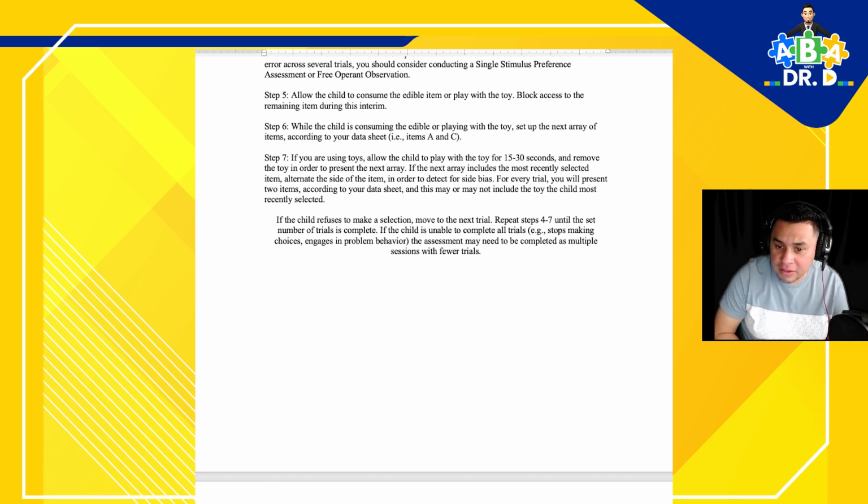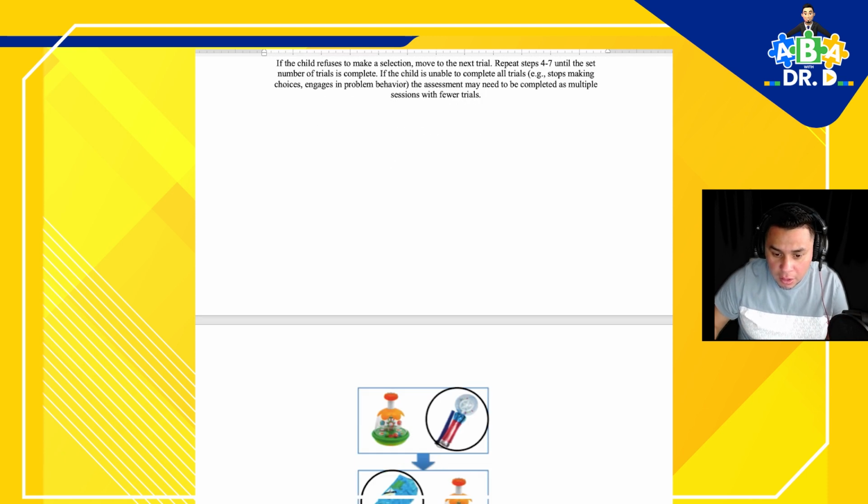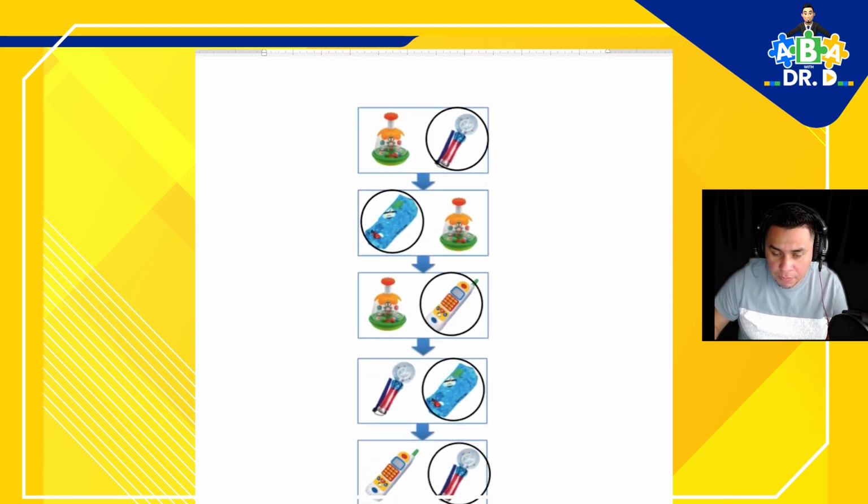And here it just says repeat steps 4 to 7 until the set number of trials is complete. If the child is unable to complete all trials, for example, starts making errors or engaging in problem behavior, the assessment may need to be completed as multiple sessions with fewer trials. Okay. Now here's a visual, once again, that's provided.